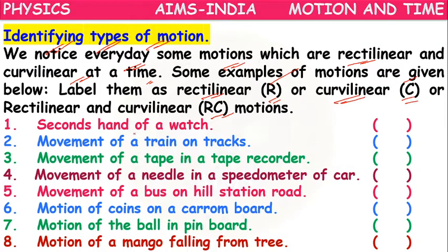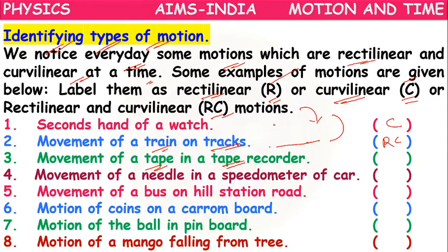Seconds hand of a wall clock. Seconds hand moves in a curved manner, C. Movement of train on tracks. So sometimes it may be straight, sometimes it may be curved. Both, RC.